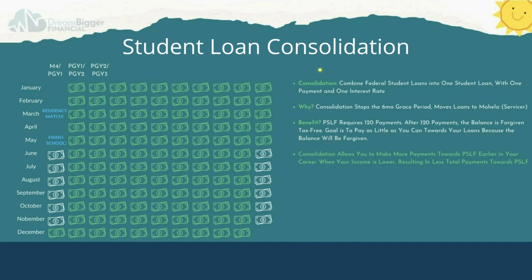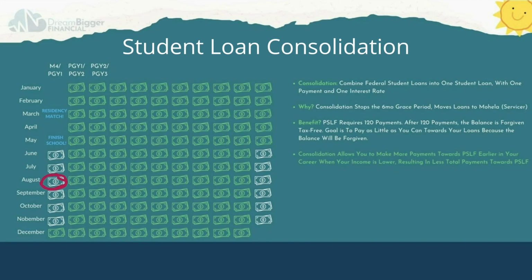Why do we want to consolidate our student loans? Recall that by default, when we graduate, our student loans go into a 6-month grace period. And one of the events that happens during consolidation is we trigger our first payment to happen sooner. So if we graduate in May and immediately consolidate our student loans, it usually takes 2 to 3 months for the application to process. So our first payment will happen around August instead of waiting until November, December.